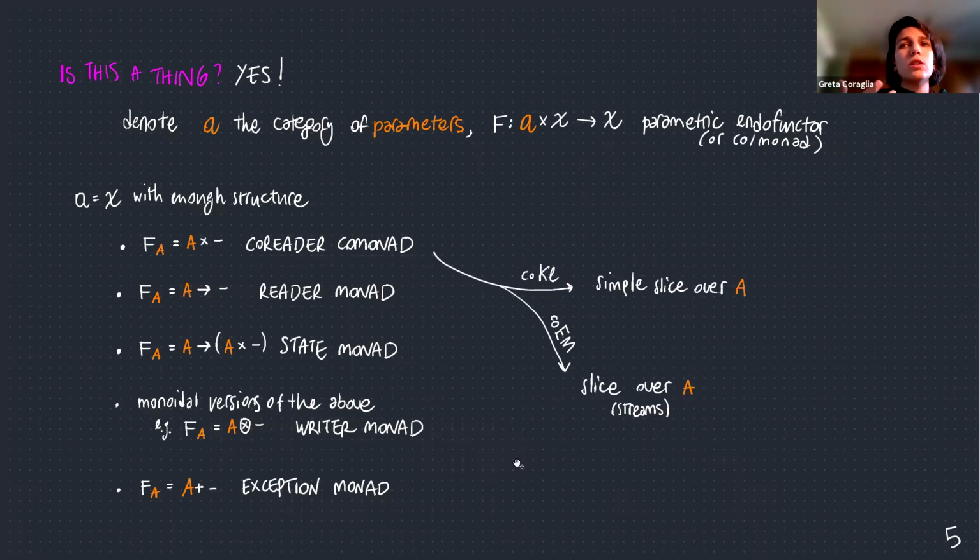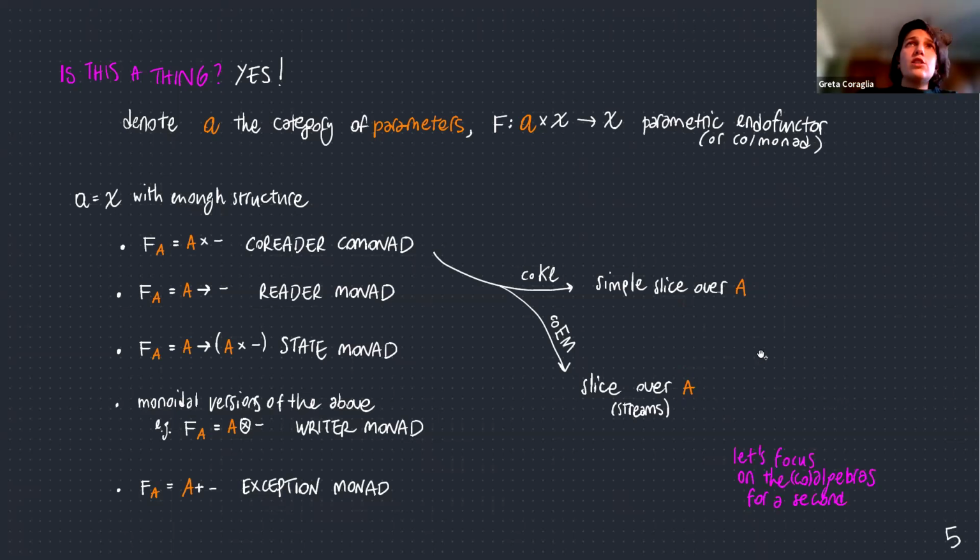But one thing I want to point out is that not only are these objects quite reasonable, but it's also worth checking what happens, in the case for example of the comonad, to both the co-Kleisli and the co-Eilenberg-Moore construction. So for example, as we said, in the case of the co-Kleisli, that is the simple slice over A, but for the co-Eilenberg-Moore, that is precisely the slice over A. So not only are these quite common and pervasive in math, but it's also worth looking at both their algebras and their free algebras.